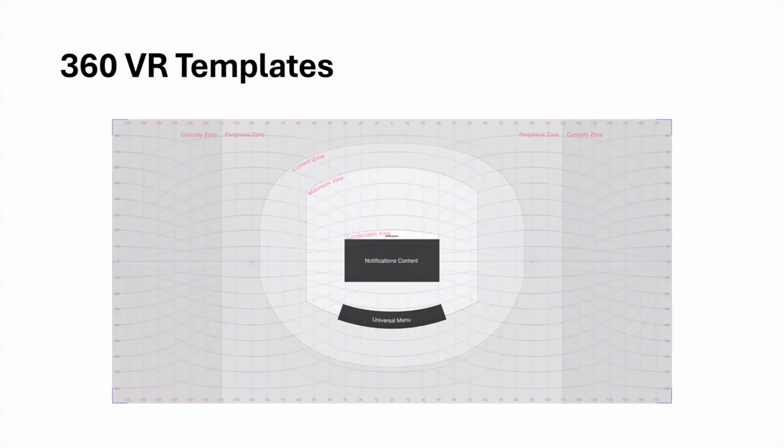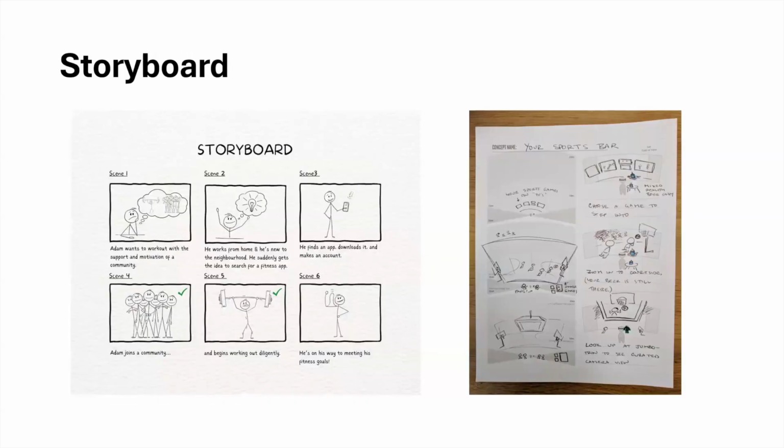For example, if you want to think about where you place certain objects, you might want to use something like a 360 VR template where you can sketch on top to show where you want different components to be, which I'll talk about later actually. There is also storyboarding, where you can think about certain scenarios and how the user's journey would look. That can also be combined with the VR templates, like the one you can see on the right.